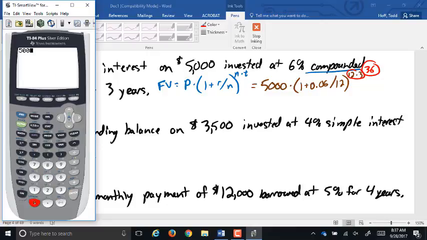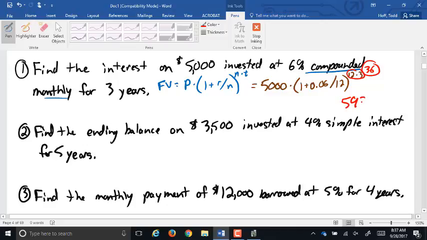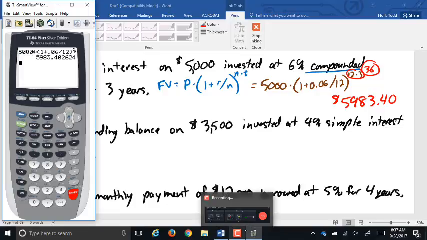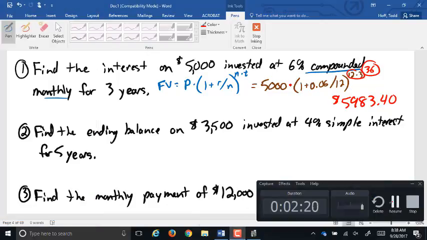Let's try that again. 1 plus 0.06 divided by 12. $5,983.40. What'd you end up with? Okay, try it again. I'll pause here. Let's try it again and see what you can get.